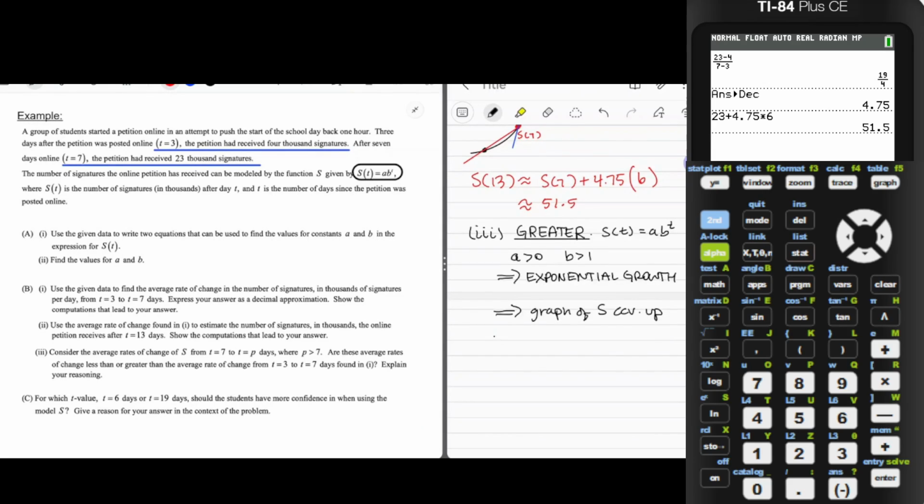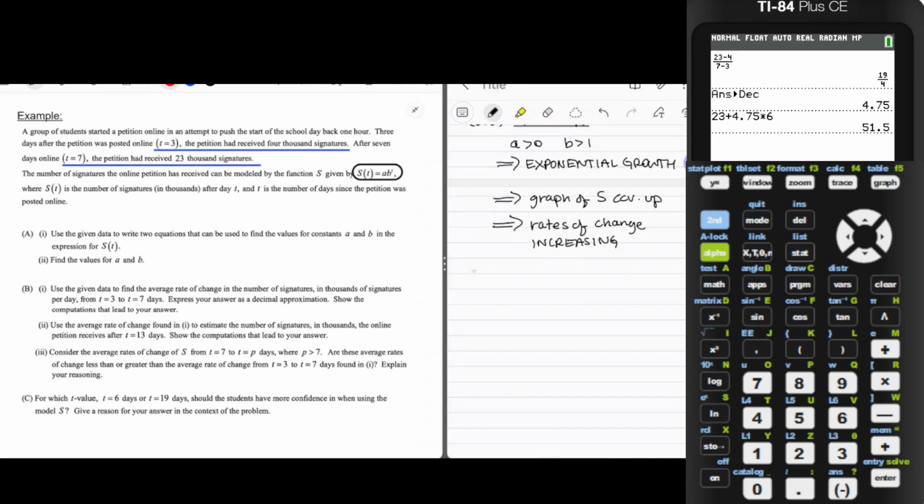And then from there, that means that the rates of change are increasing. And if the rates of change are increasing, then a later rate of change would be greater than an earlier rate of change. And that's what I'm going to say for that. Okay, that was part 3 of B. Then we've got part C.